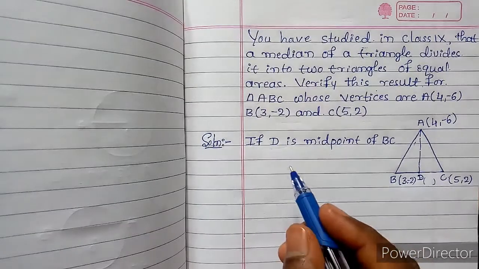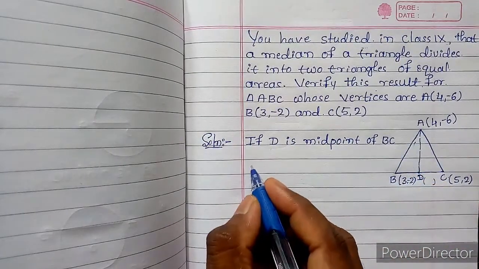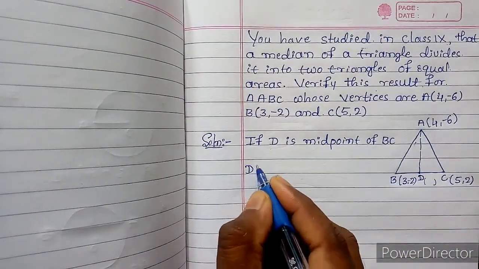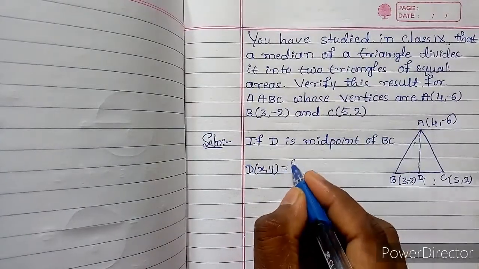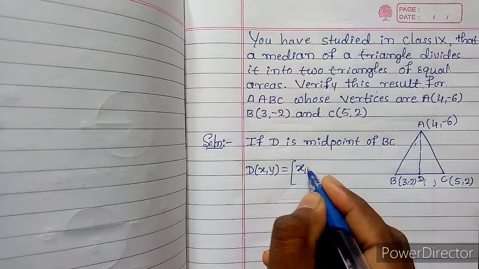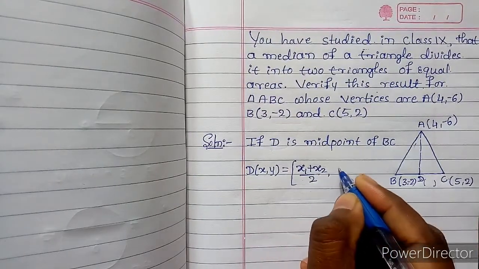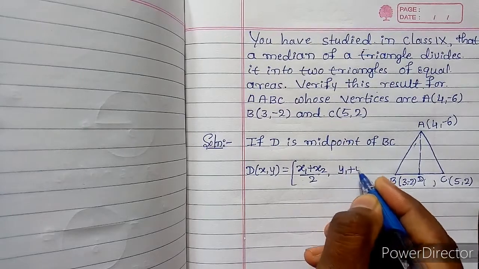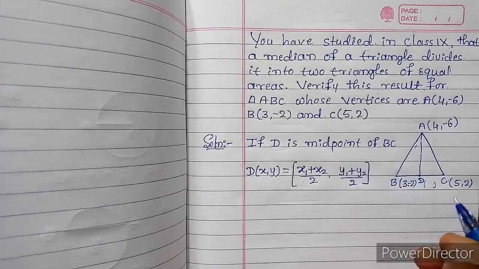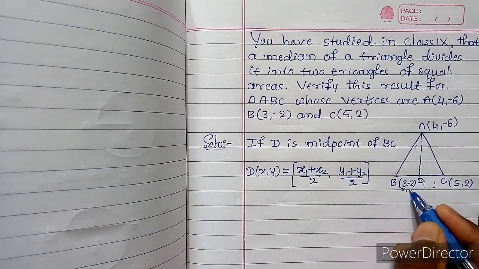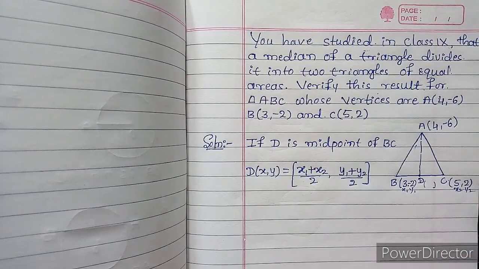if D is the midpoint of BC, then by using the midpoint formula, D of x comma y is equal to x1 plus x2 divided by 2, comma y1 plus y2 divided by 2. Here these are the x1, y1 and these are the x2, y2 values.